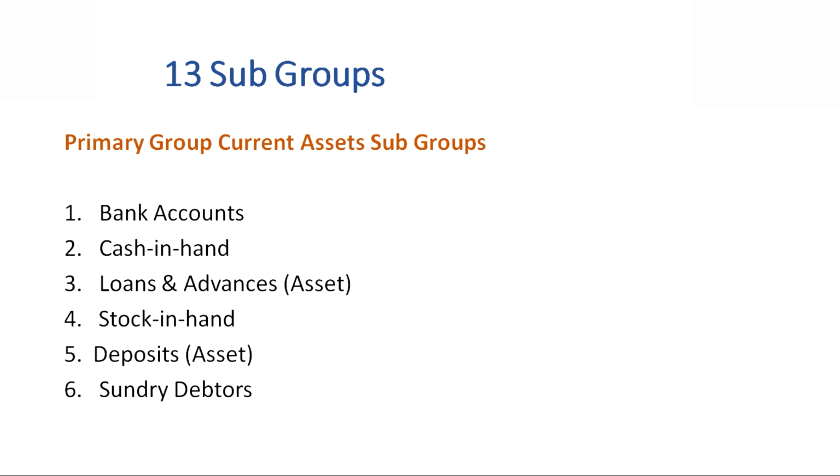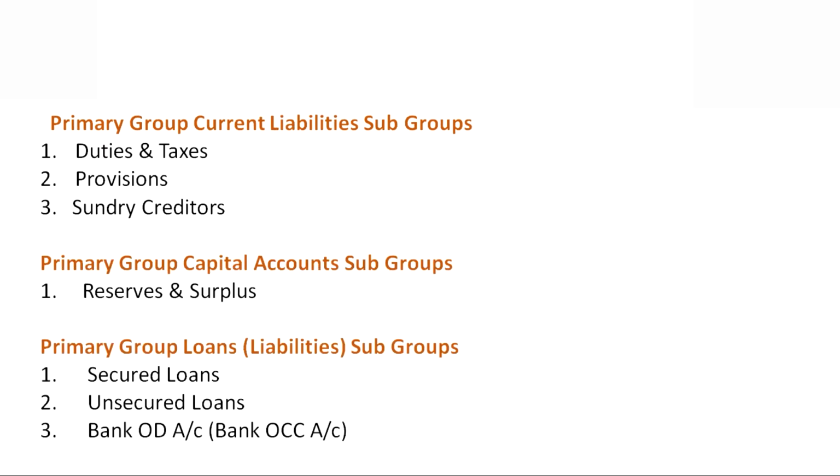Next, the 13 subgroups. Under the primary group current assets, the subgroups are bank accounts, cash in hand, loans and advances, stock in hand, deposits, sundry debtors. The primary group current liabilities subgroups are duties and taxes, provisions, sundry creditors. Primary group capital account subgroups are reserves and surplus. The primary group loans subgroups are secured loans, unsecured loans, bank overdraft account.